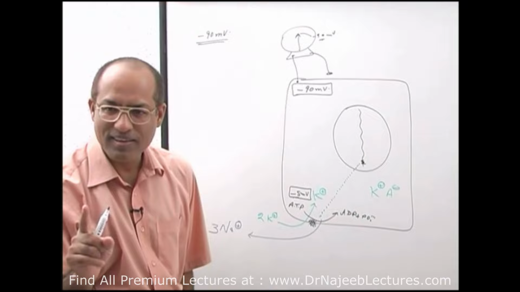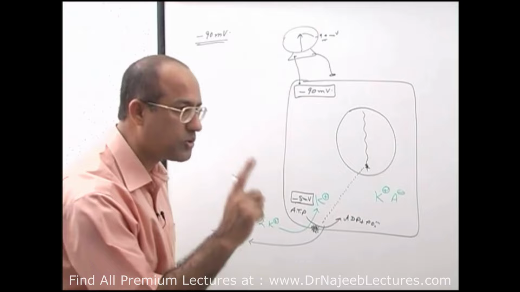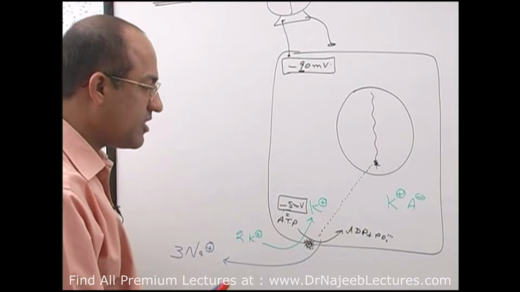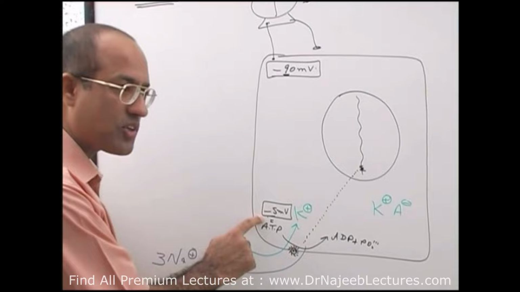You get it? If you want to create the resting membrane potential, you have to produce electronegativity inside the membrane. How much? Minus 90. And how much has this pump helped us? Only minus 5. So directly, this pump does not help much to create the resting membrane potential. There must be some other mechanism as well. Do you agree or not? There must be some other mechanism.